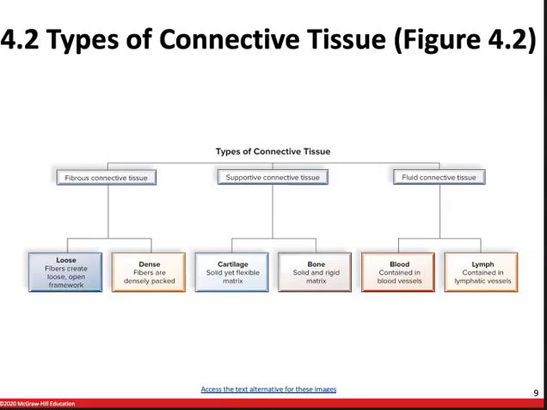Bone cells are located in the lacunae. Spongy bone is inside the ends of the long bones. It's lighter than compact bone, but it's still incredibly strong. So those are our bone.